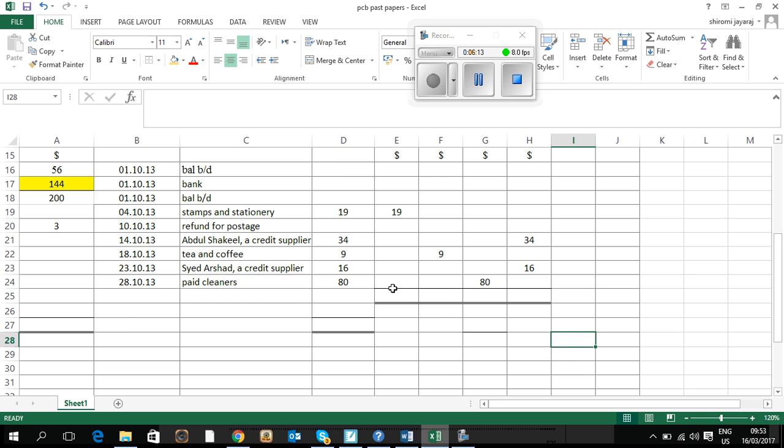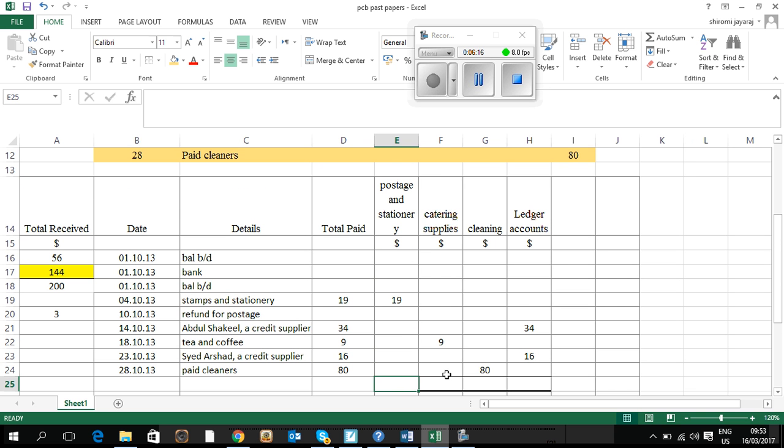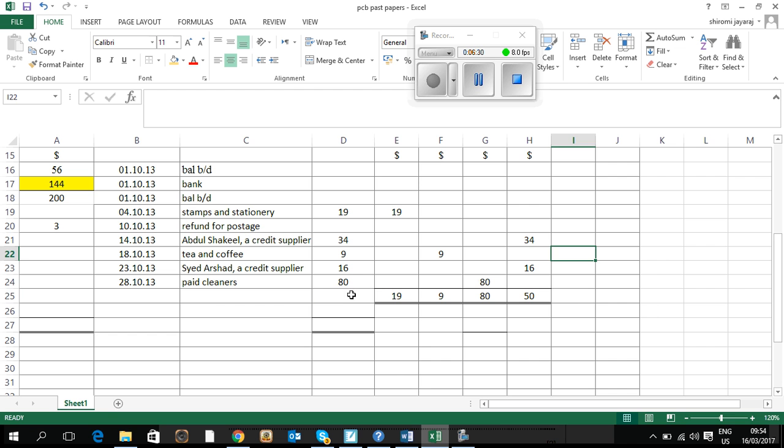Right. Now the total over here for postage would be 19. For catering supplies, 9. For cleaning, 80. And for ledger accounts, 50. Now, we can double check the total of these values and these values. Let's bring the total, which gives 158. Now bring down the greater number side. On debit side you get 203. So let's write that in the balancing.